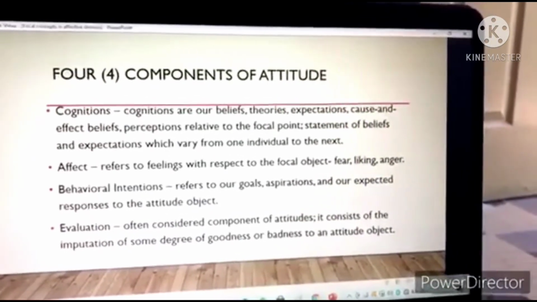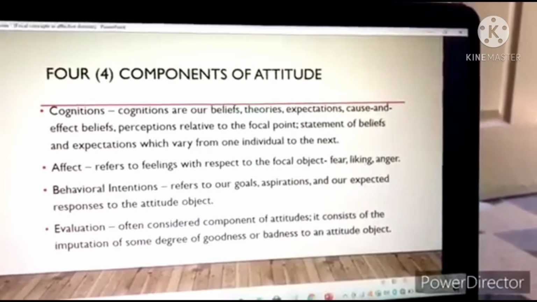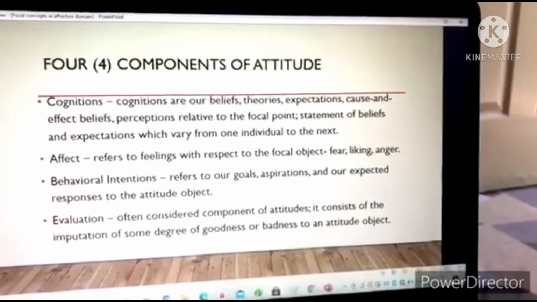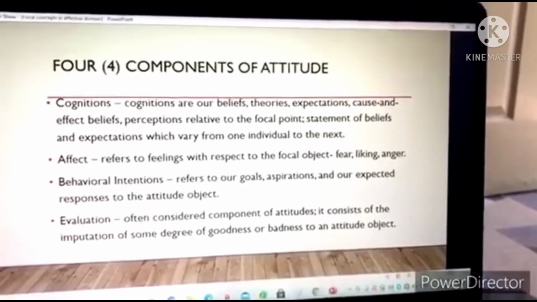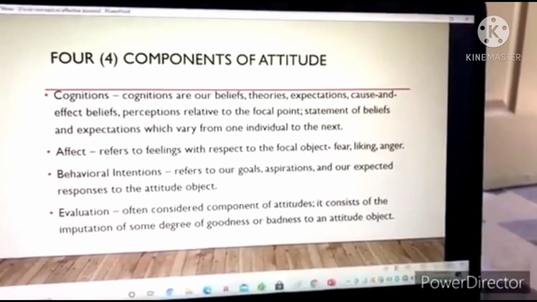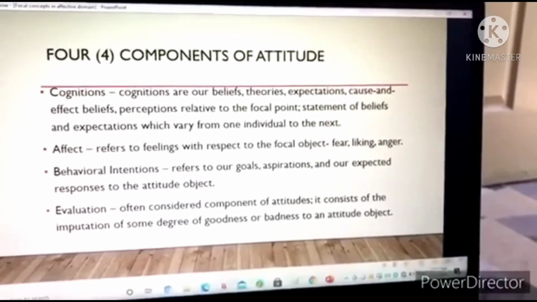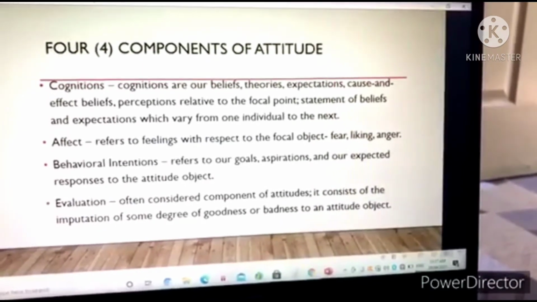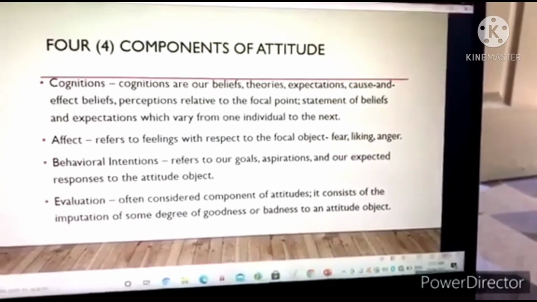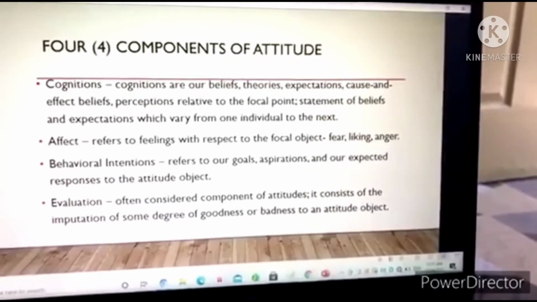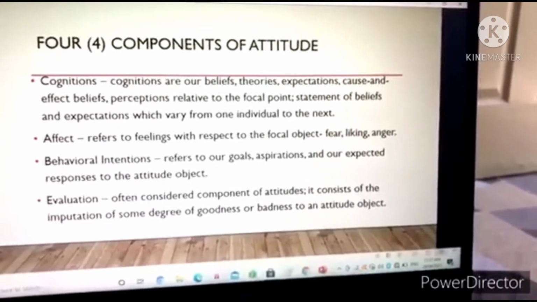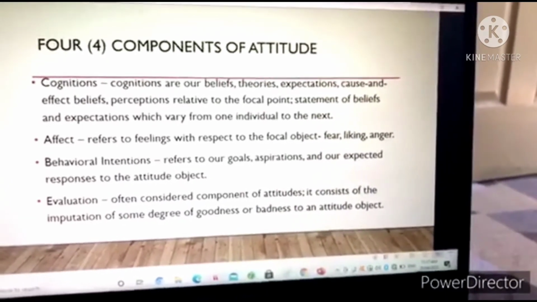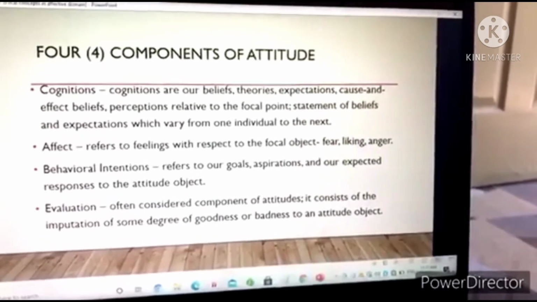And the second is the affect. Refers to the feelings with respect to the focal object: fear, liking, anger. Third, the behavioral intentions. It refers to our goals, aspirations, and our expected responses to the attitude object. And the last is the evaluation, often considered a component of attitudes. It consists of the imputation of some degree of goodness or badness to an attitude object.